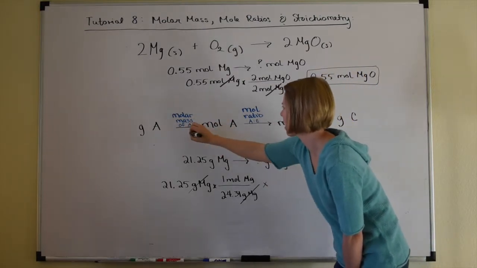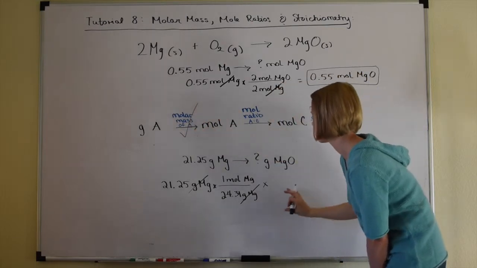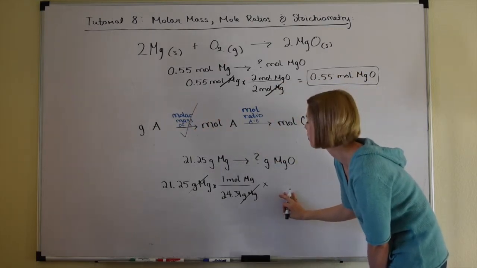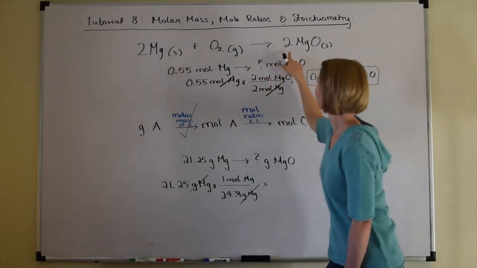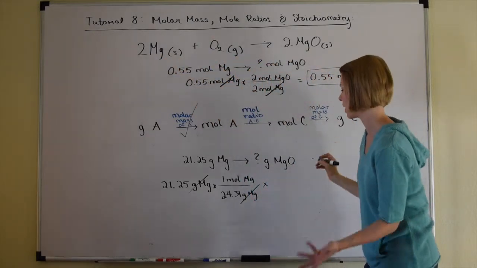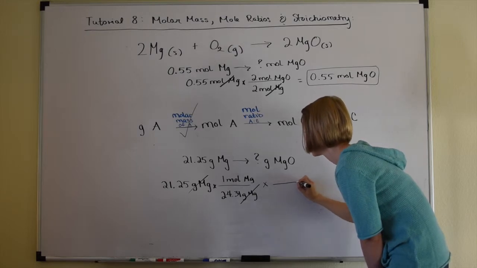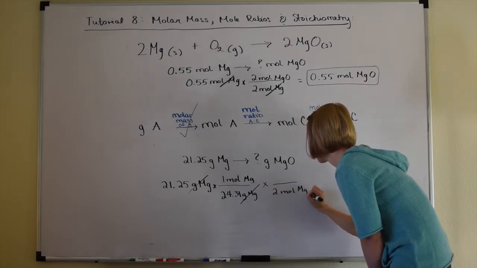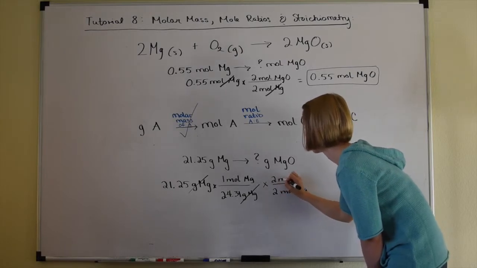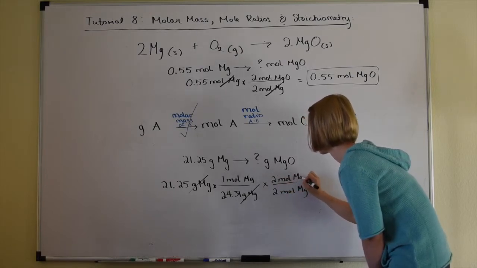Okay, so first step is done. You can put a check there if you want. I think I'll go ahead and do that. Use my flow chart to keep track of where I am in this problem. So now I'm using my mole ratio. It's 2 to 2, or if you want to simplify to 1 to 1, it's not going to change the math. So for every 2 moles of magnesium, you get 2 moles of magnesium oxide.